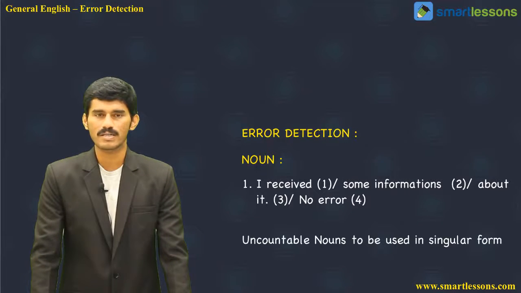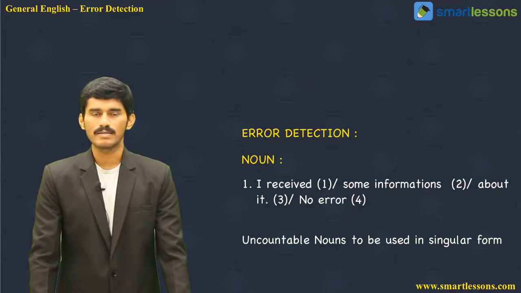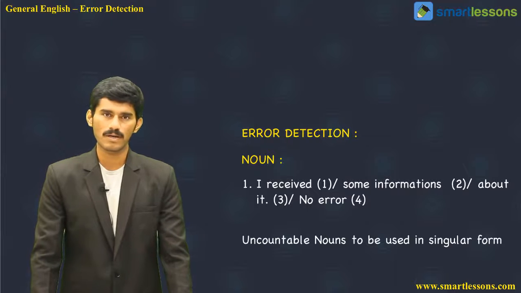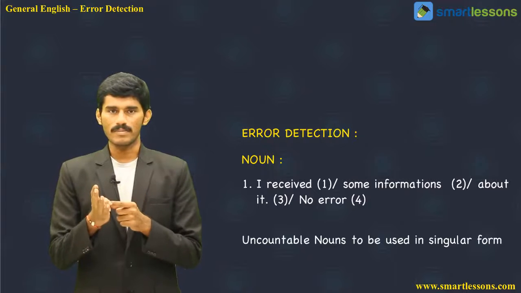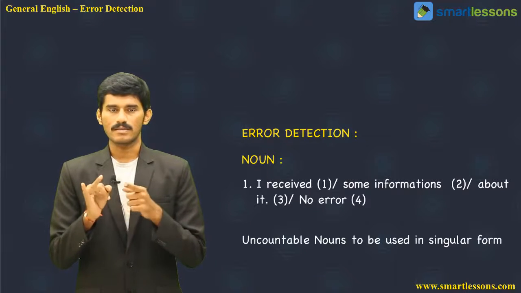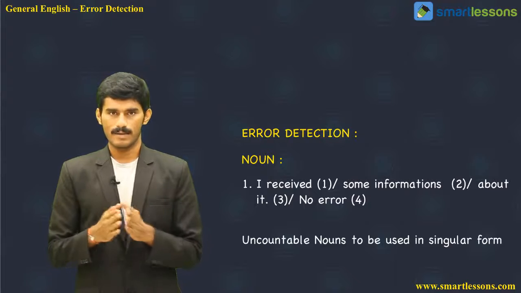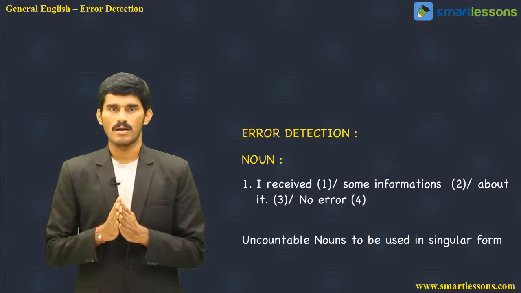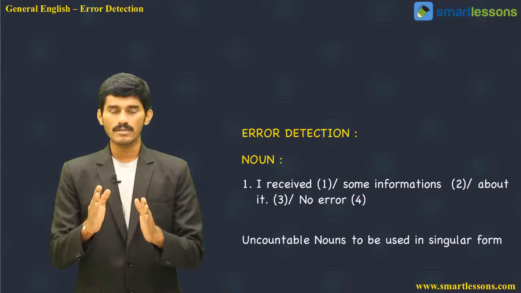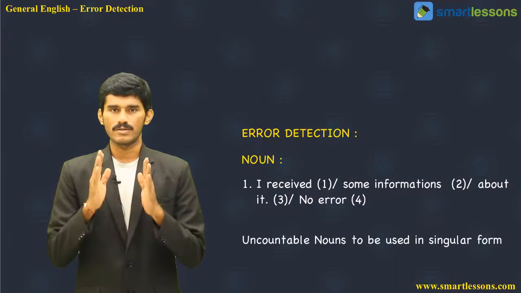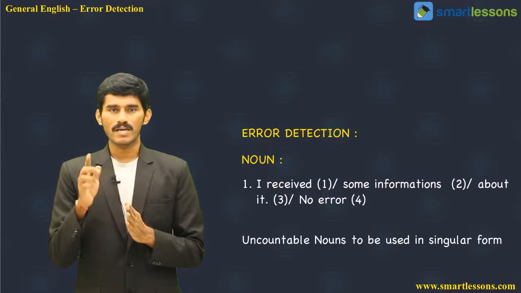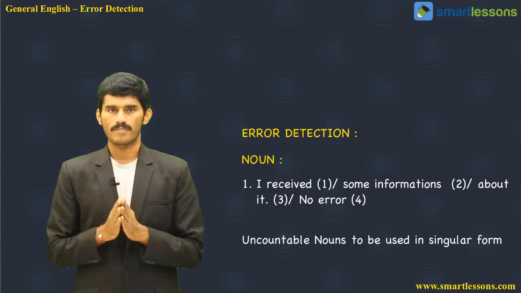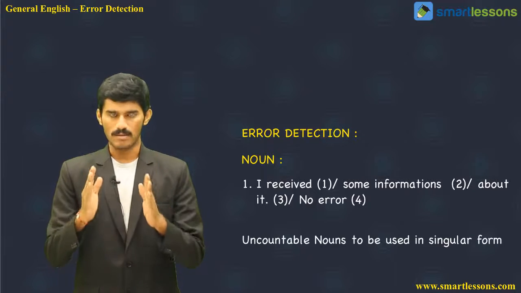See here, information is a noun. Is it a countable noun or an uncountable noun? It is an uncountable noun. We cannot count 1 information, 2 informations, 3 informations. We can't say that. So it is an uncountable noun. Uncountable nouns do not take S. They don't have plural forms. So that's why here informations is wrong. We have to say information.